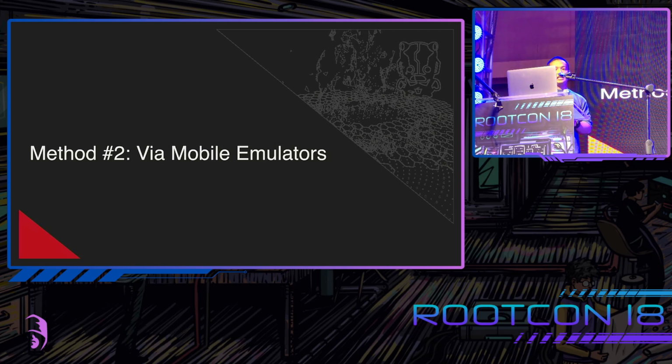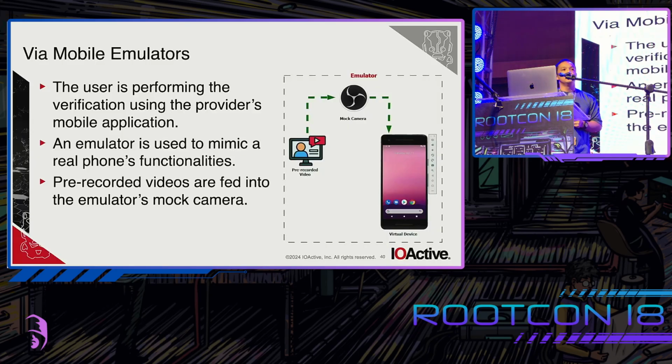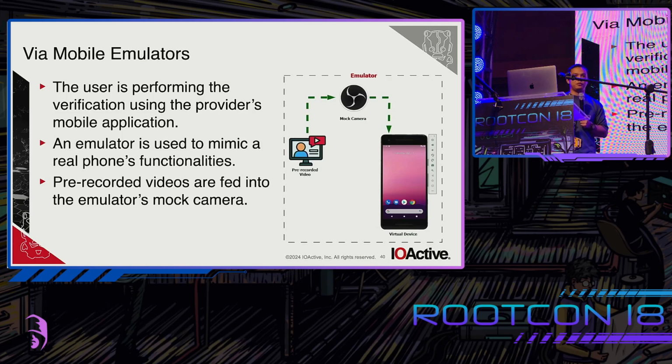So another one is through the use of mobile emulators. Mostly we're now relying on mobile phones, just for ease of use. And there are cases where we are using the company's or the provider's mobile phones to perform the facial verification. So we can run their mobile application through an emulator, and then we can simply use the emulator's virtual camera to feed our pre-recorded videos.